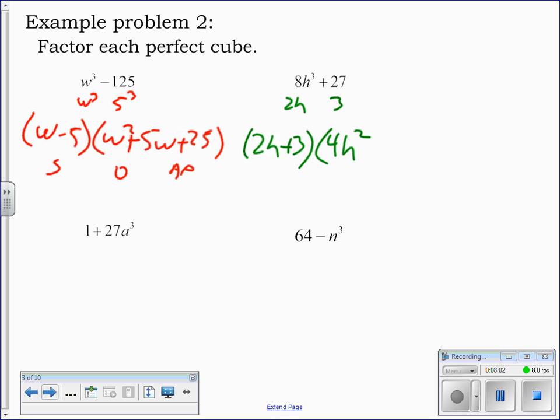Multiply those two things. 2h times 3 gives me 6h. And because that's positive, this is negative. And then it's always positive at the end. And then take my last number and I square it to get 9.